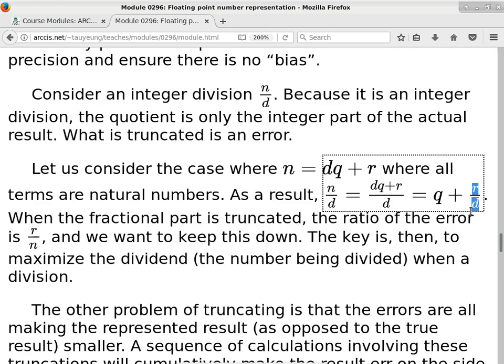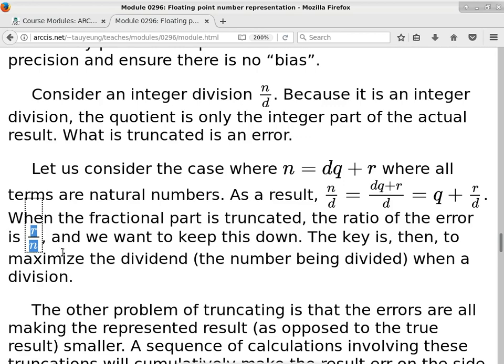We want to minimize the ratio, which is r versus n. This is what we want to minimize: the quantity of the remainder versus the quantity of n, which is our numerator. We want to make this as small as possible.